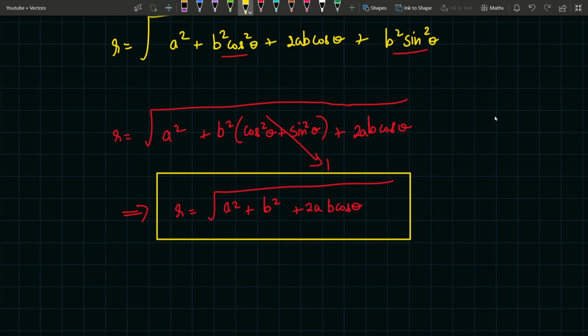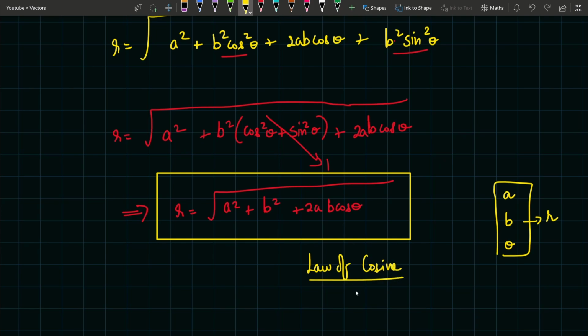What do we need to find the magnitude of the resultant vector? We need the magnitudes of the two vectors A and B and the angle between them, that is theta. So if I know A, B and the angle theta between them, I can use these three things to find the resultant vector's magnitude, and this is also called the law of cosines.